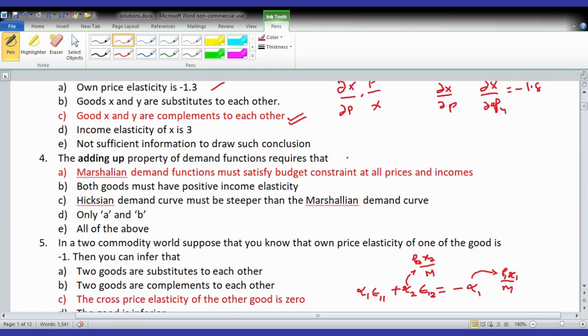Then we have the adding up property of the demand function, which requires that the Marshallian demand function satisfy the budget constraint at all prices and income, so that income equals price of x into x plus price of y into y. This means that if we plug the Marshallian demand function into this budget constraint, then for all prices the right hand side should be equal to the left hand side. This is what the adding up property is. So A is the correct answer.